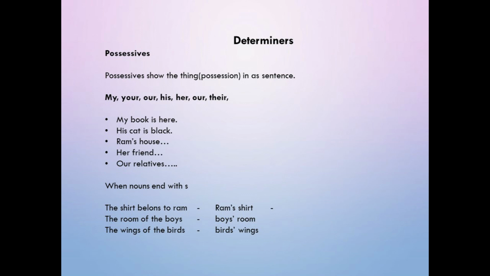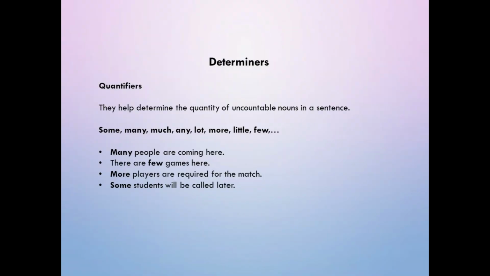Wherever you see an apostrophe after a noun ending in s, that means it shows the possession of the plural noun. The last one is how quantifiers act as determiners in sentences. Quantifiers help determine the quantity of uncountable nouns in sentences. Words like some, many, much, any, lot, more, little and few are quantifiers. These types of words are called quantifiers.